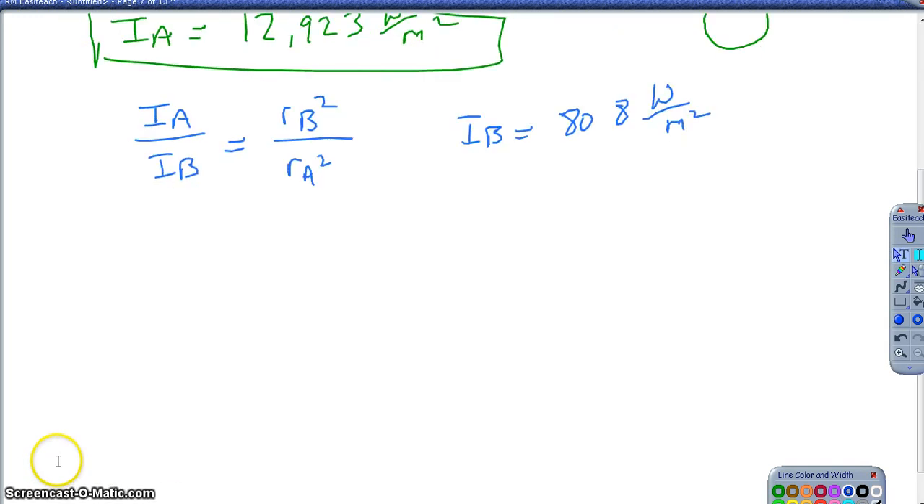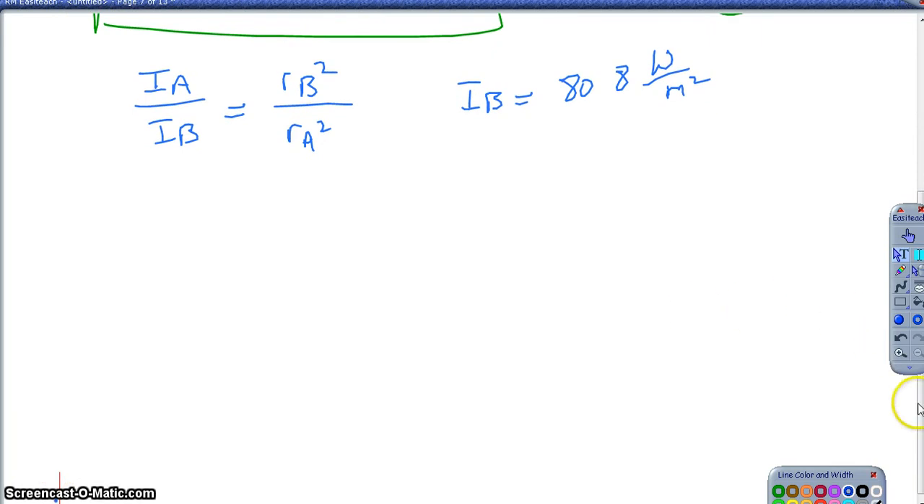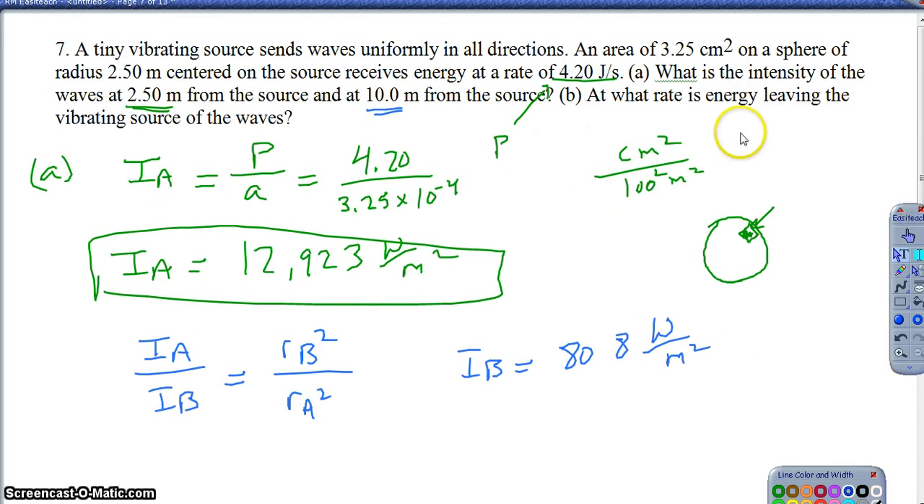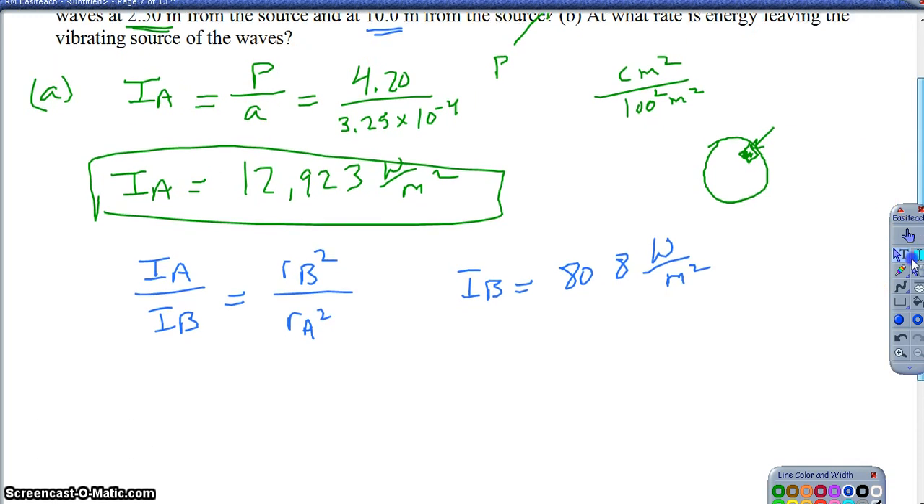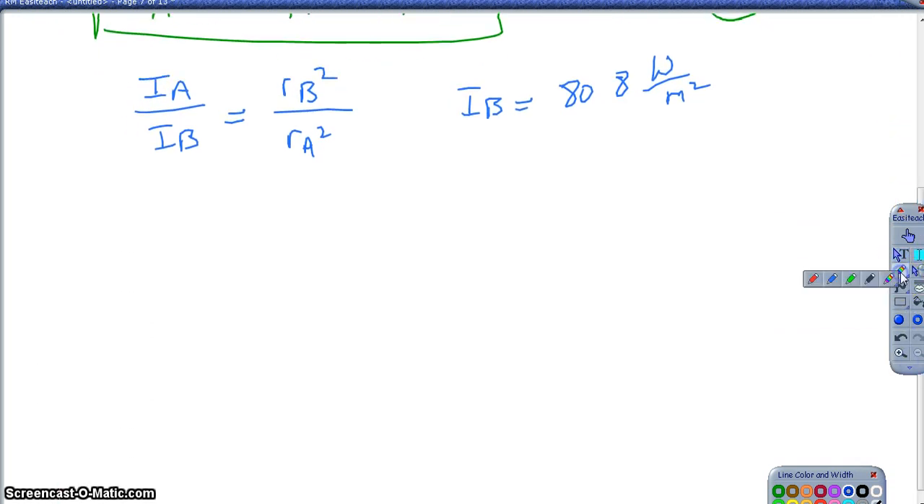Part B here is where it does get a little bit trickier. So for part B, they ask us, at what rate is energy leaving the vibrating source of the waves? Well, again, they're asking us for the rate of energy leaving the source. So when they ask for the rate of energy, keep in mind they're really asking us for the power. They're asking us how much power leaves the source at a certain time.